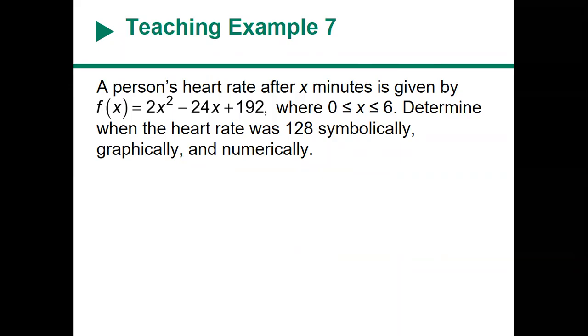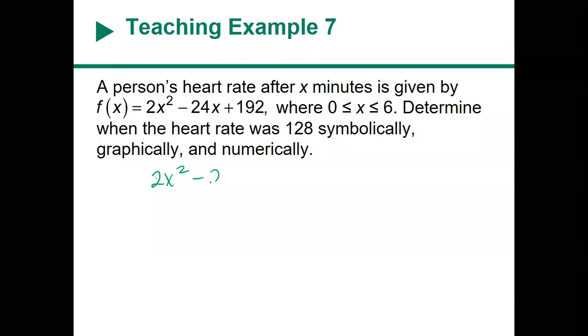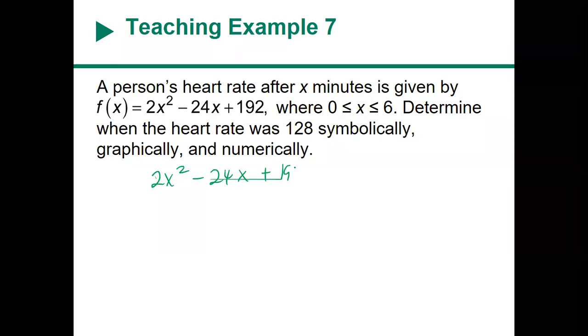Symbolically, maybe that means we would look at a table and analyze it. Graphically means that we would use a graph. And numerically is maybe a table, and symbolically is solving by hand. I don't know why this book uses those words, but we're going to do it symbolically, which I think is by hand. So if I have 2x squared minus 24x plus 192, I want to know, when is the heart rate equal to 128?